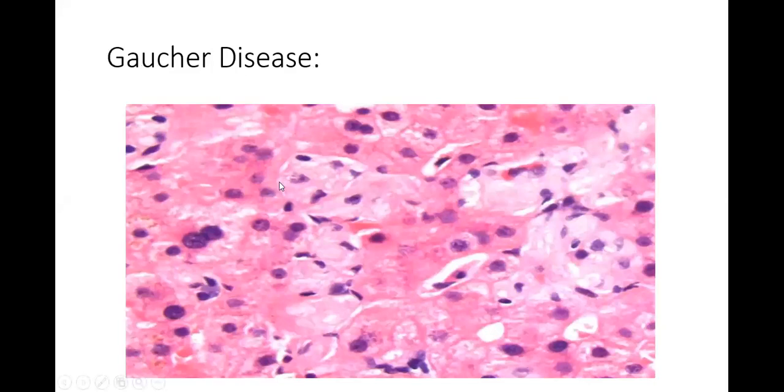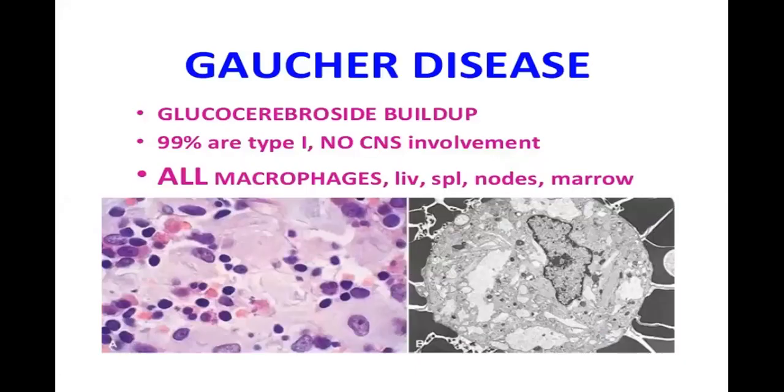This is the Gaucher cells. Gaucher cells appear very large, big, because of accumulation of cerebrosides. They become large and pink in color. Glucocerebroside buildup, 99% are type 1.